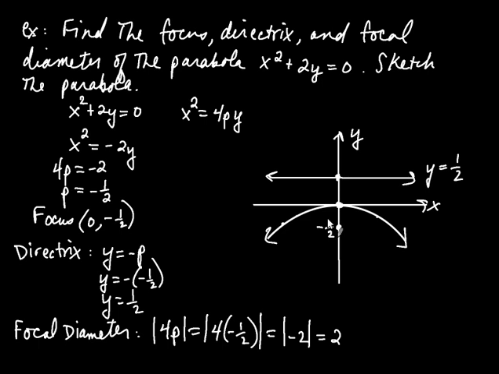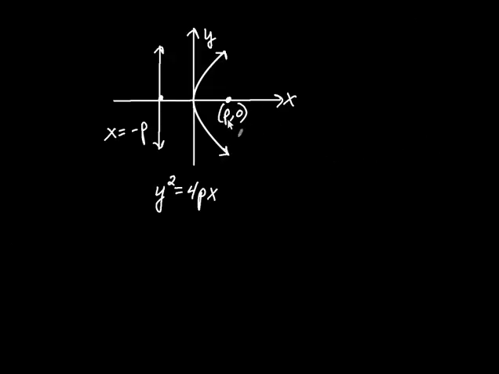Now if they open left and right, they don't look like this. The x and the y are basically switched. Let's see an example of that now. So here's a parabola that opens to the right, and once again it's opening around the focus. But see how the focus has coordinates p, 0? That's because the focus is on the x-axis. The p is the x coordinate.